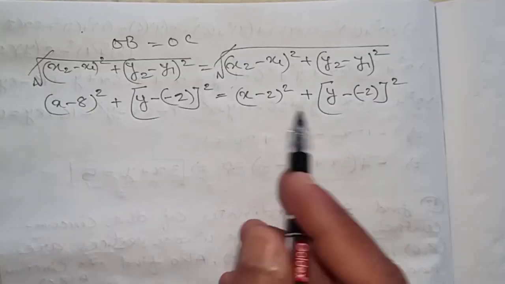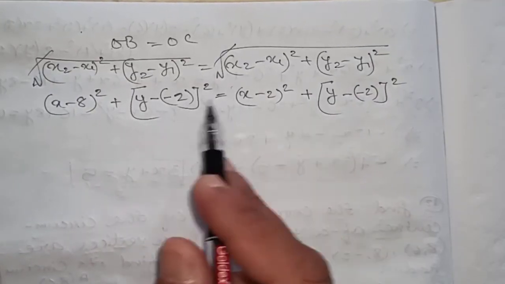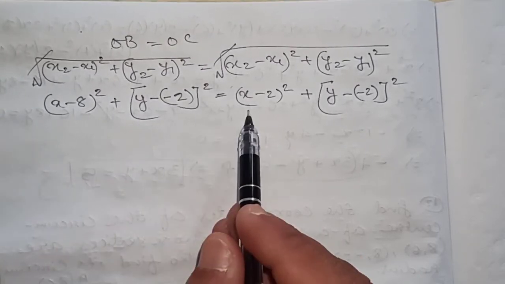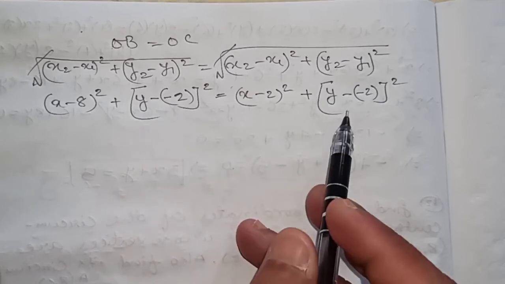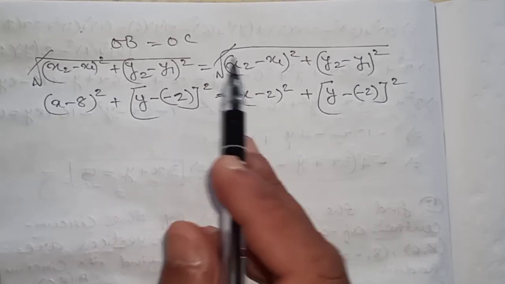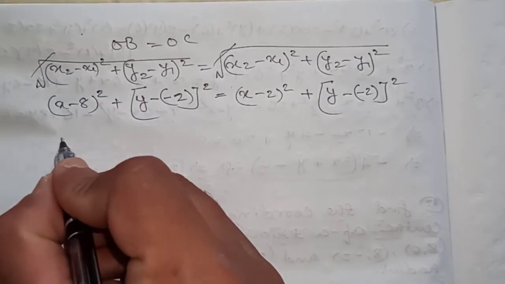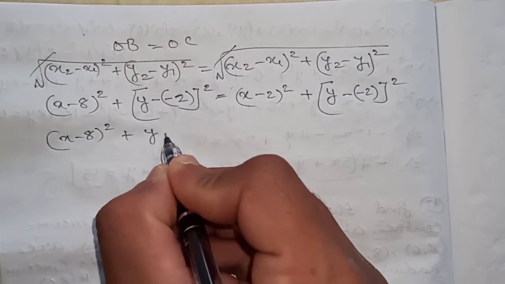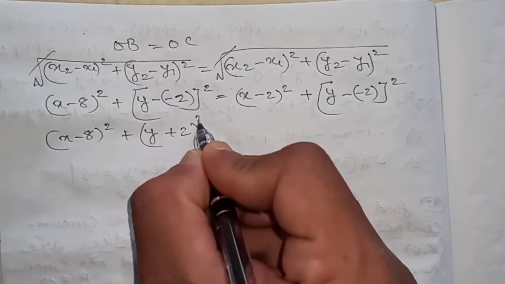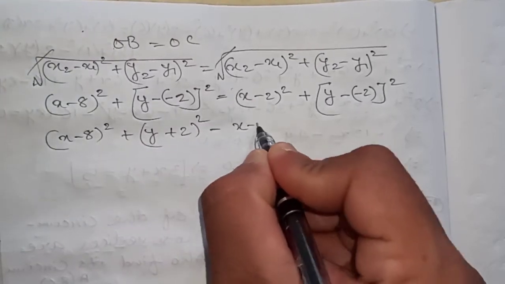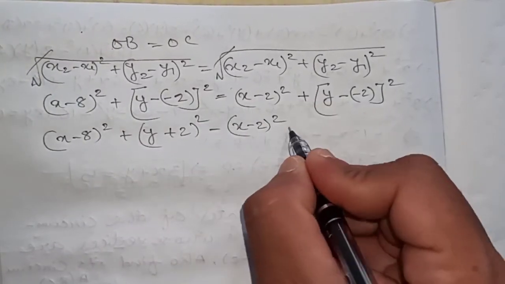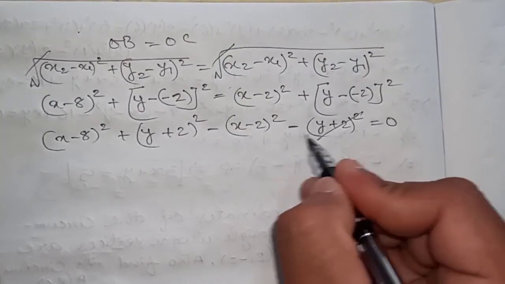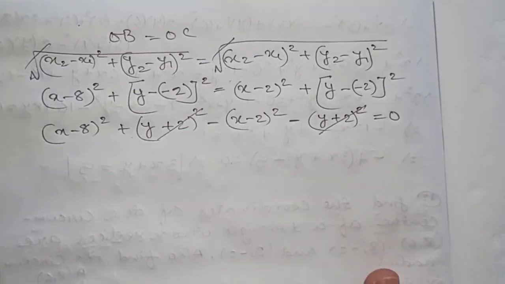So you can see here that these two terms are same. In the previous condition, x minus 8 was same. Here y plus 2 will be same. So I will bring all the terms this side. It will become (x minus 8) whole square plus (y plus 2) whole square minus (x minus 2) whole square minus (y plus 2) whole square equals to 0. These two will be cancelled because one is plus, one is minus.